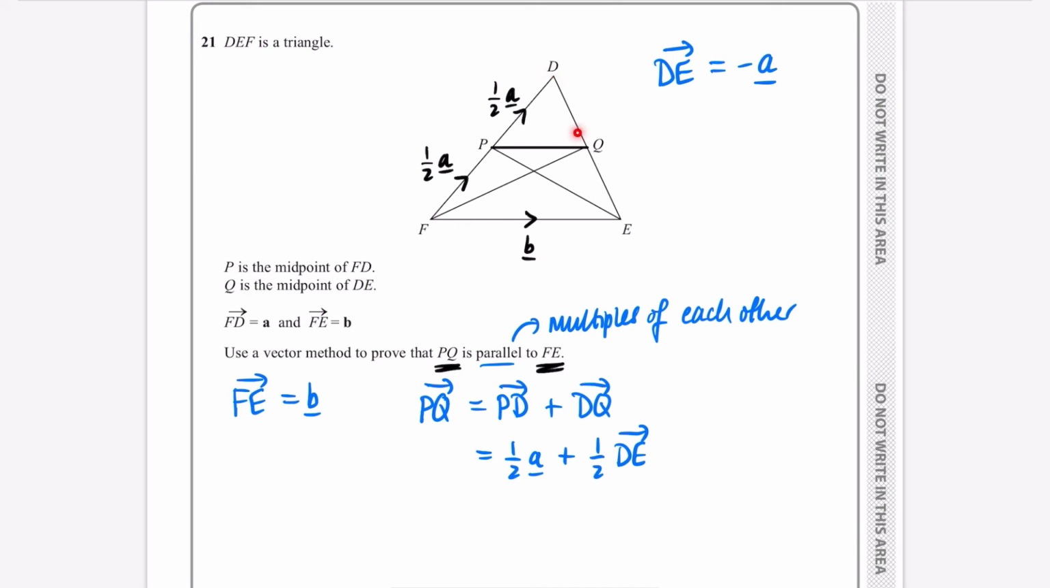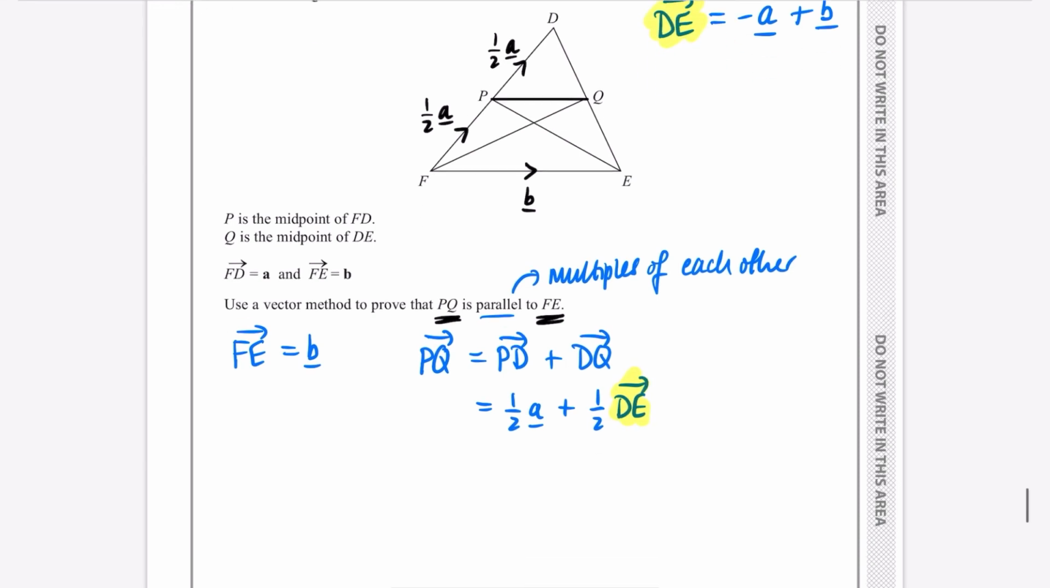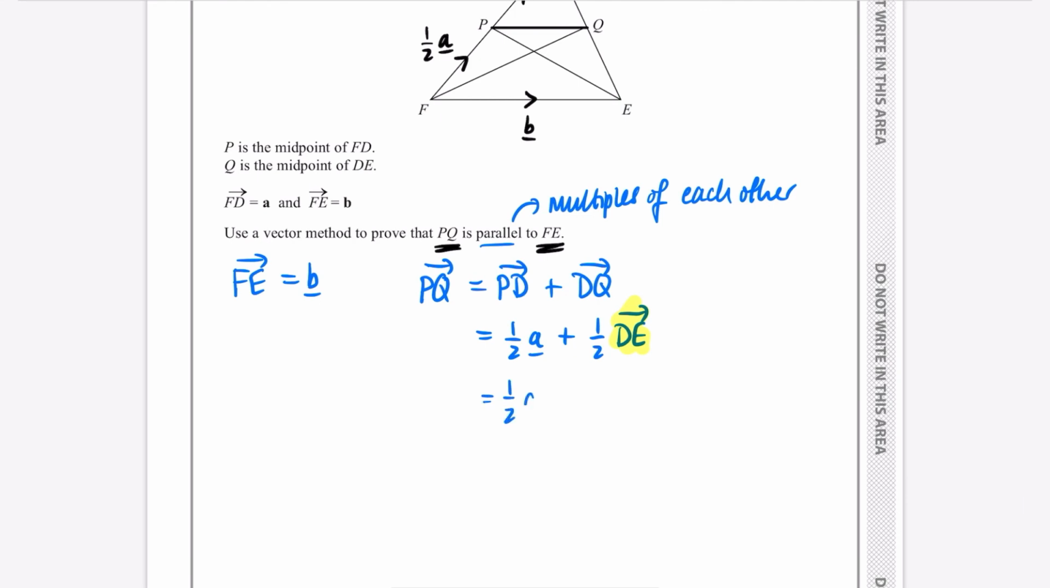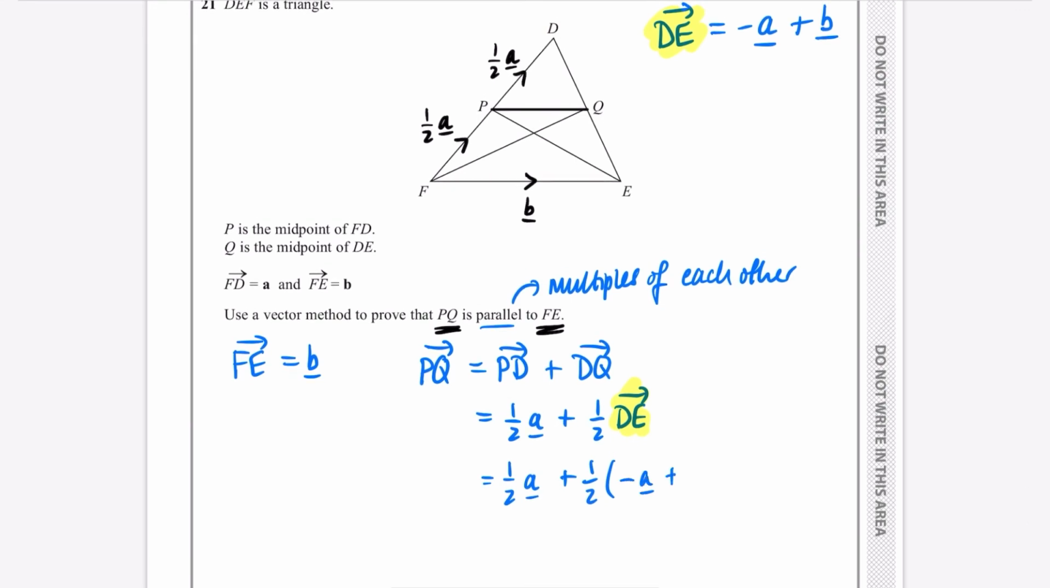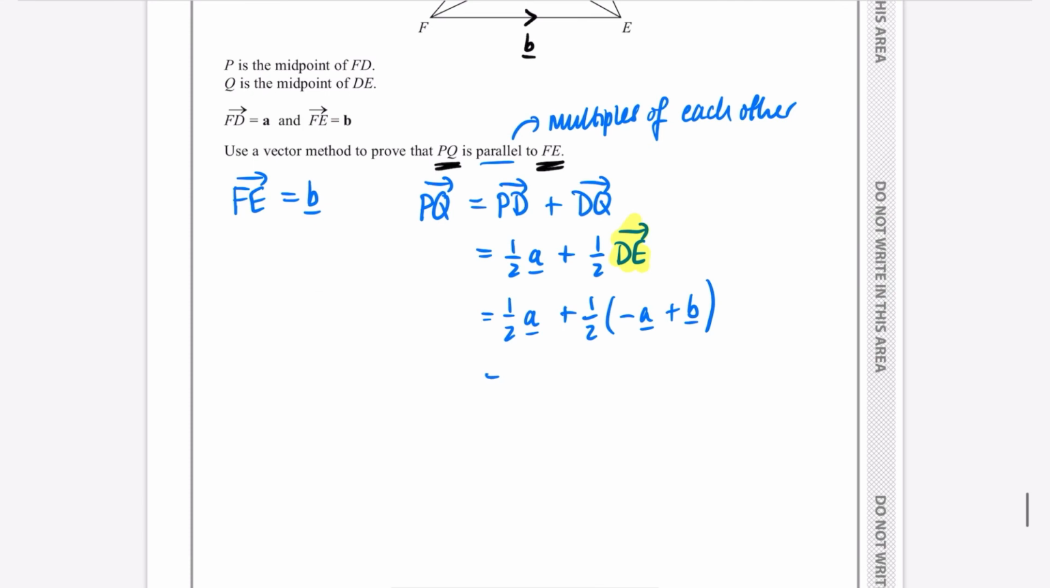And then I'm going from D to E, aren't I? So I'm going to go backwards along here, and I'm going to add on this FE, which is B. So I get minus A plus B. Remember, I was finding out what this is so that I could substitute it in and complete what PQ is equal to. So PQ is therefore a half A plus a half of what we just worked out as DE, which is minus A plus B. Now all I'm going to do is expand the brackets, so that's a half A, minus a half A, plus a half B. Now this half A and this half A cancel, so we just get left with a half B.